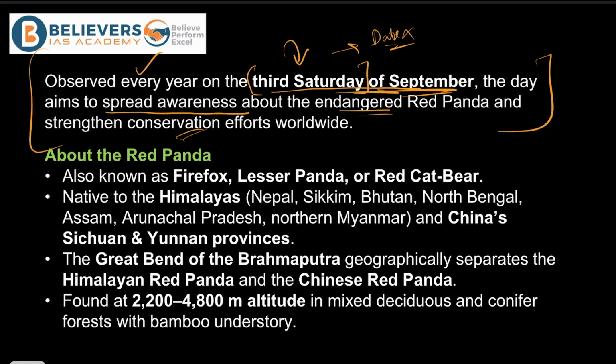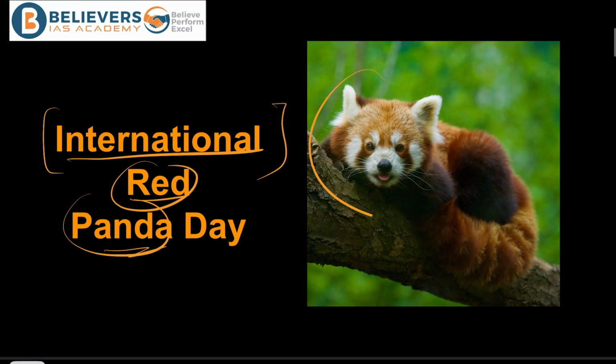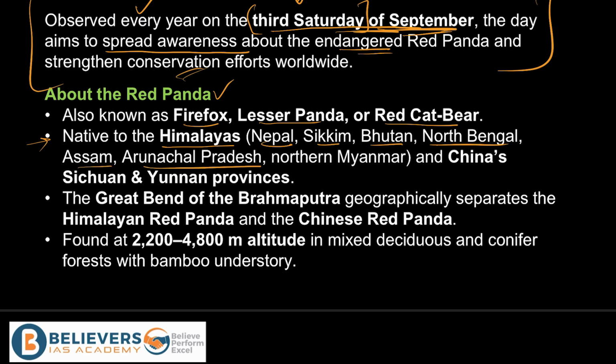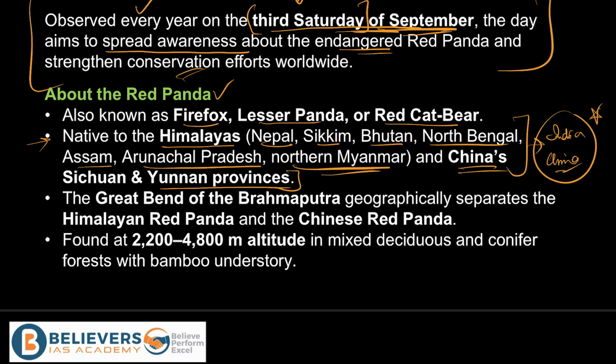Now let's try and understand the red panda, the specifications, from the examination point of view. It is also known as firefox, lesser panda, or even red cat bear. Talking about its habitat, it is native to the Himalayas, especially Nepal, Sikkim, Bhutan, North Bengal, Assam and Arunachal Pradesh, including northern Myanmar. It is also native to China's Sichuan and Yunnan provinces. So it is not native just to India, but also to China. This is also important.